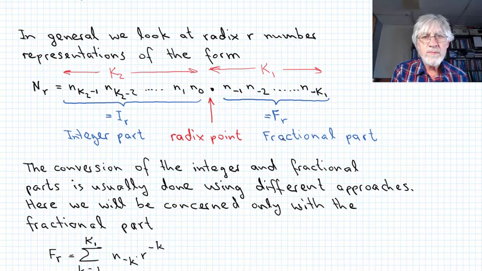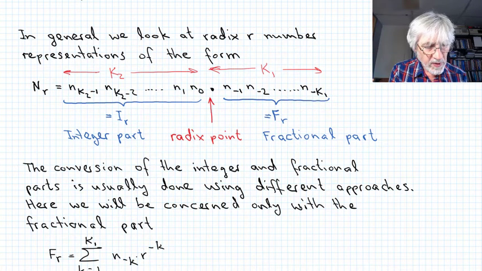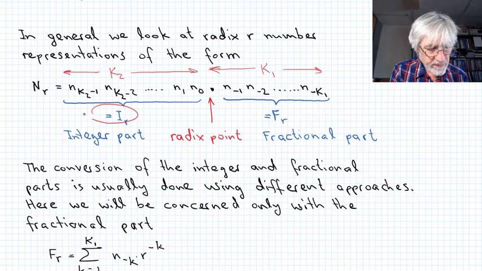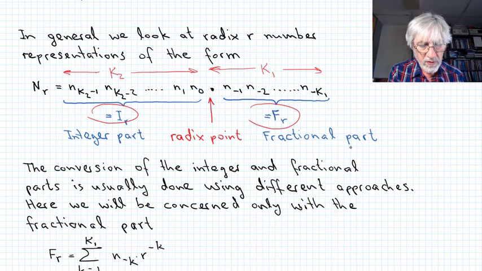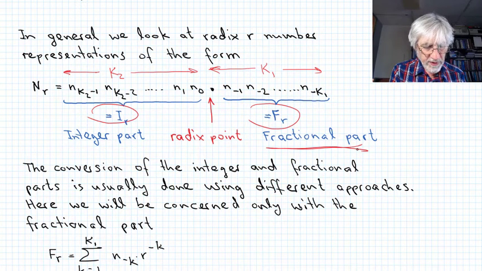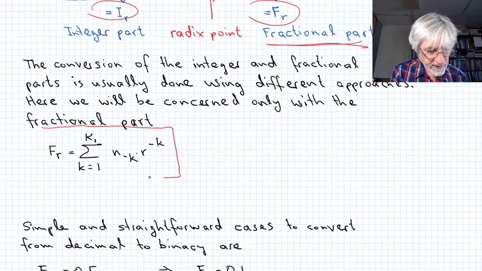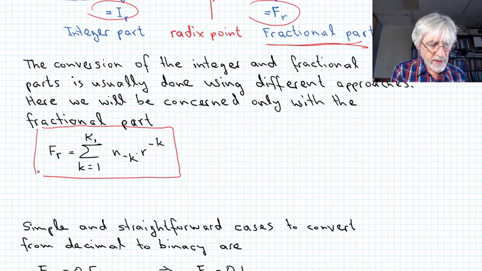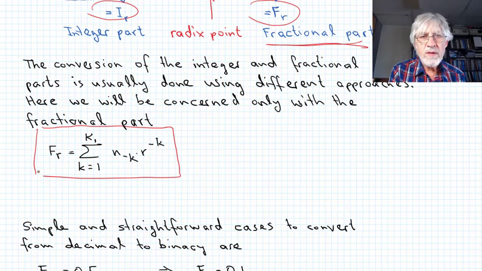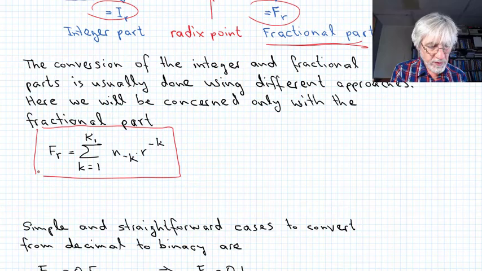In general, the conversion from decimal to radix R representation takes on different forms depending on whether we work on the integer part or the fractional part. So we denote the integer part I sub R and the fractional part capital F sub R, and we are only going to be concerned here with the fractional part capital F sub R. Okay, so we will start from this formula here: capital F sub R is equal to the sum from k equal to 1 up to capital K sub 1 of n sub minus k times r to the minus k. This is the radix R representation of the fractional part of the number, F sub R.